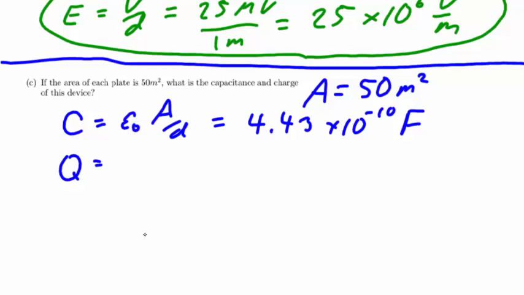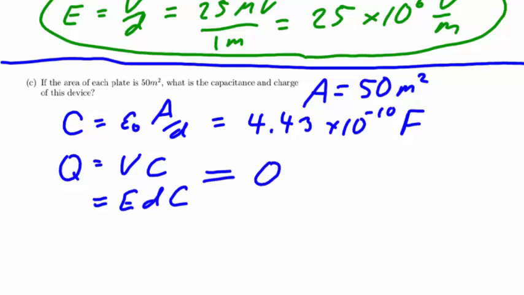This is simply a constant. Finally, we need to calculate the charge, and we can do that using either the potential or the electric field. The charge on a capacitor is always equal to the voltage times the capacitance, or if you prefer, you could use field times distance times capacitance. It doesn't matter which one of these you use, you will get the same result of 0.011 coulombs.